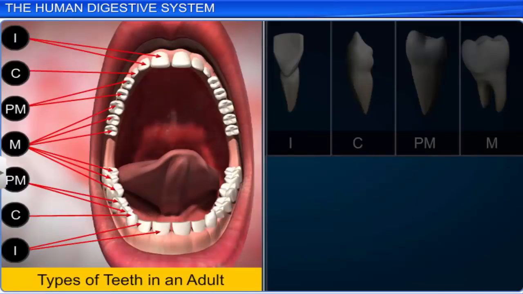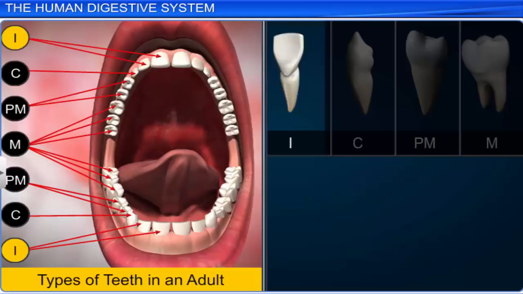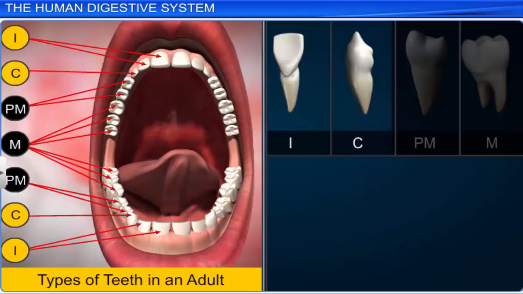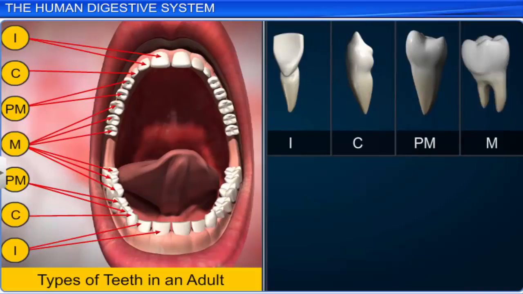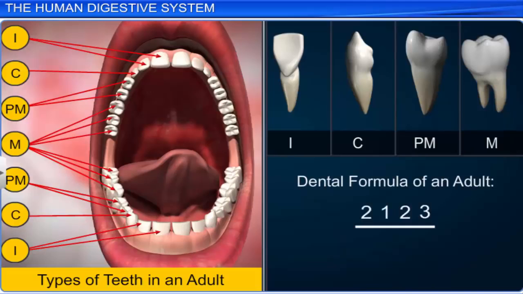The arrangement of teeth in the upper and lower half of the jaw, in the I, C, PM, and M order, is expressed using the dental formula 2123 upon 2123.